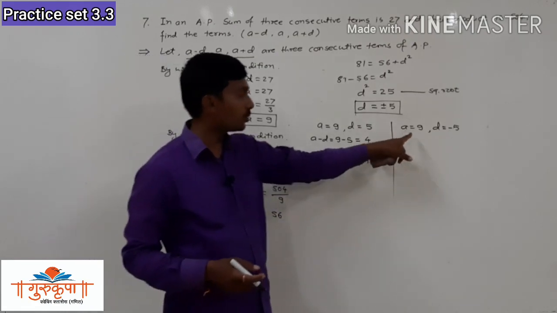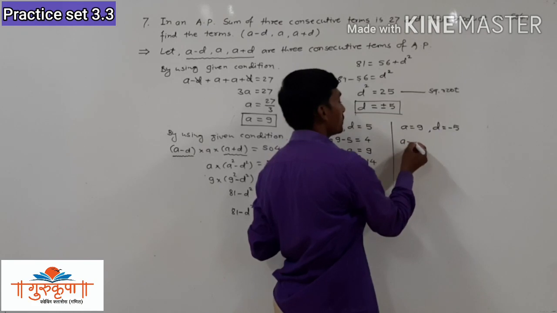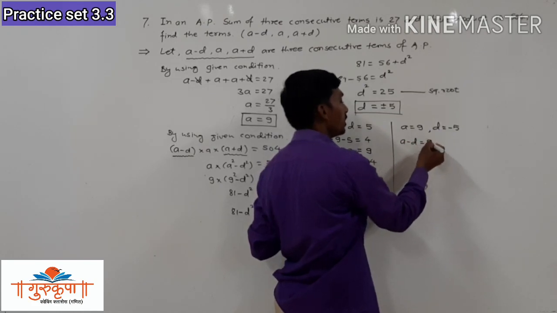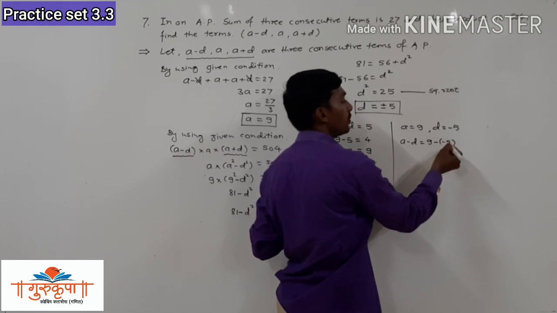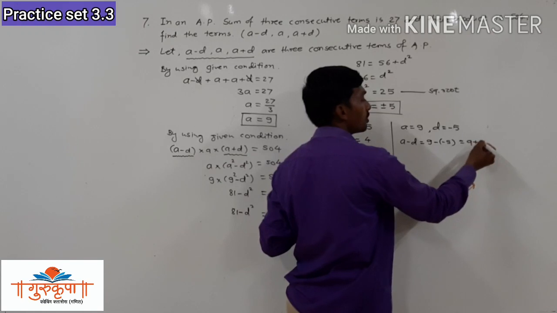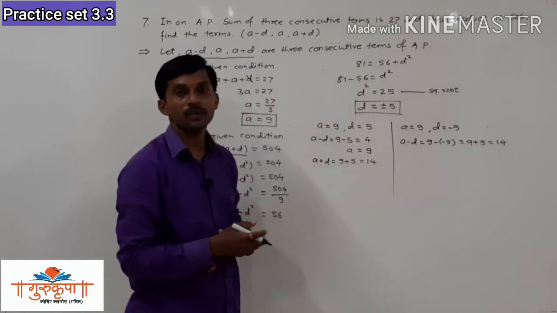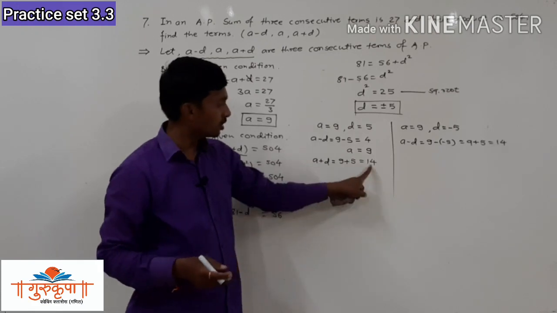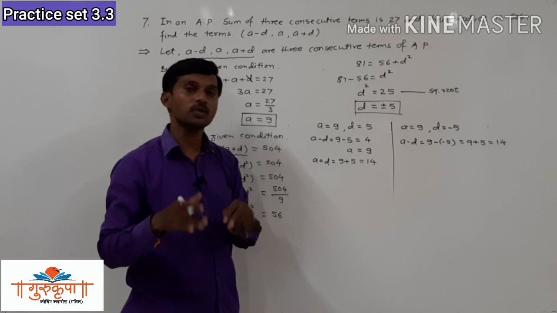So here also we have to get the three terms. The first term which we consider is a minus d. Here a is 9 minus the value of d, which is minus 5. Simplify this: 9 minus into minus is plus 5, is equal to 14. The first term of that AP is 14, which is the third term here. We are getting the same terms, only the order is going to change.